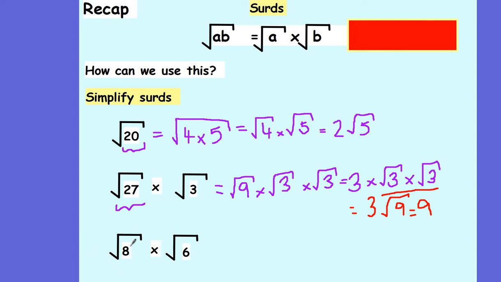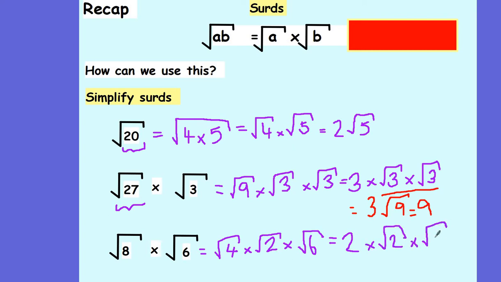For the last one, I need the largest number that's a square number and a factor of 8. In this case it's 4. So I can write that as the square root of 4 times the square root of 2 times the square root of 6. The square root of 4 is 2, so I've got 2 times the square root of 2 times the square root of 6. I can use my rule backwards to put together the square root of 2 and the square root of 6. So that's 2 lots of the square root of 12.